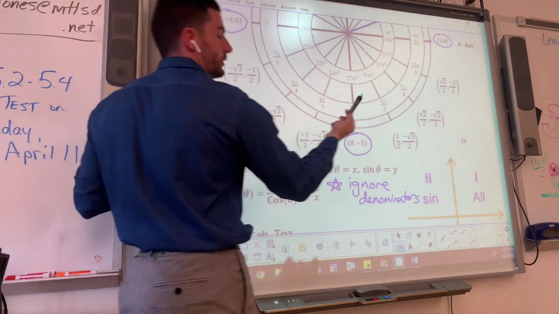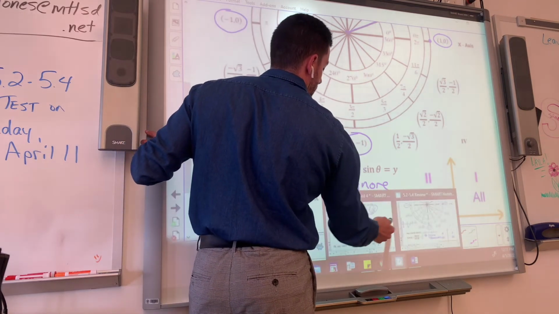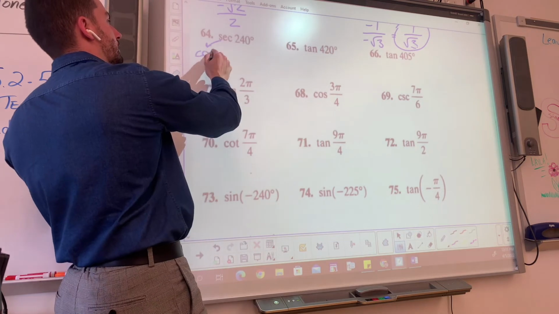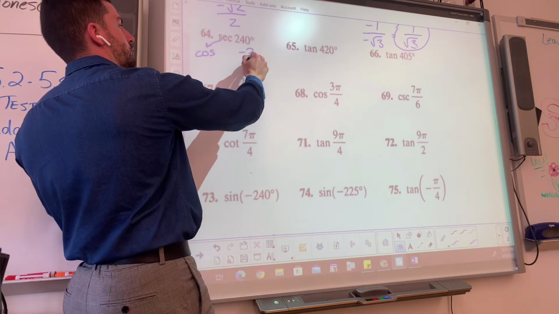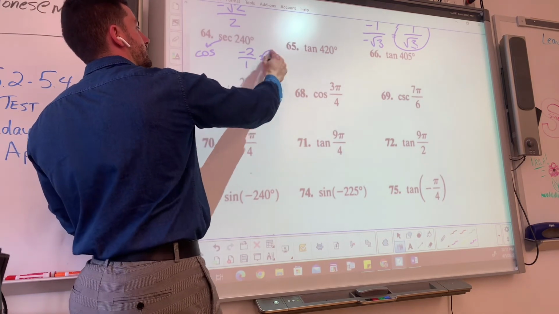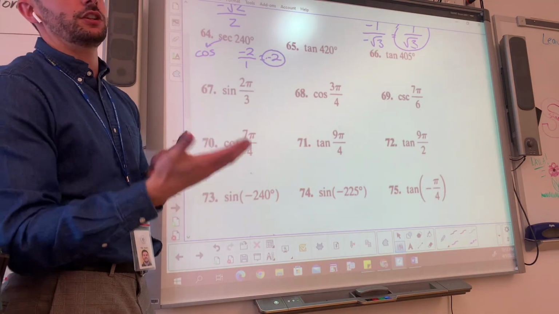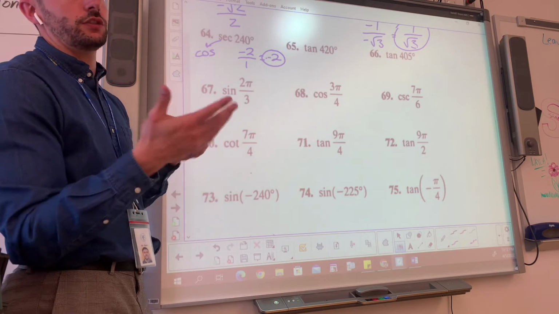So instead of being -1 over 2, it's just going to be -2 over 1. So again, connects with cosine. So -2 over 1 or just -2, okay? So when you're dealing with an inverse trig function, you just do the same way with the original and just flip it at the end.